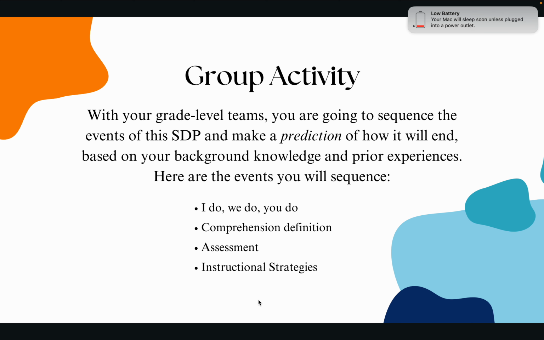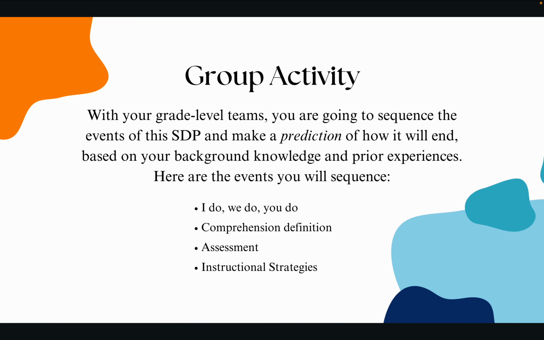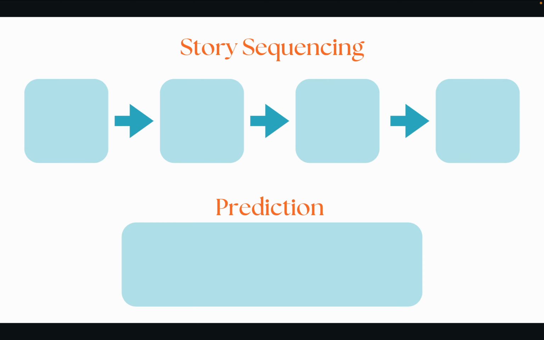For the group activity with your grade level teams, sequence the events of this staff development plan and make a prediction of how it will end based on your background knowledge and prior experiences. The events to sequence are: I do, we do, you do, comprehension definition, assessment, and instructional strategies. This is where you would sequence and write down your prediction.